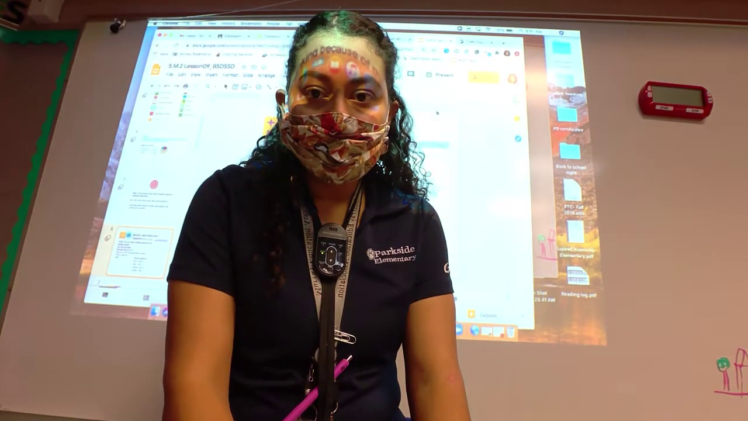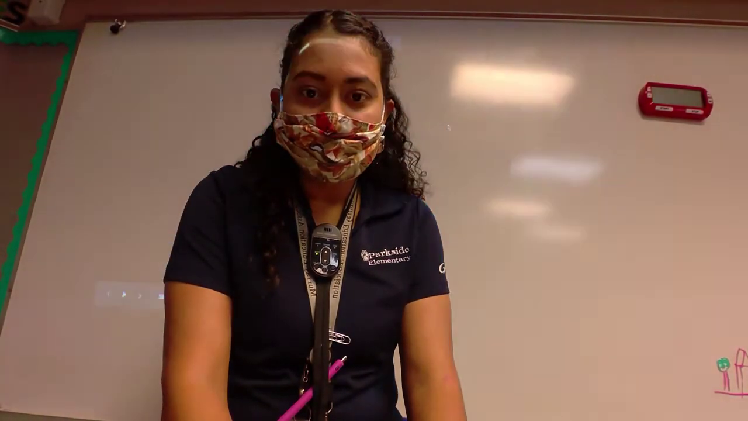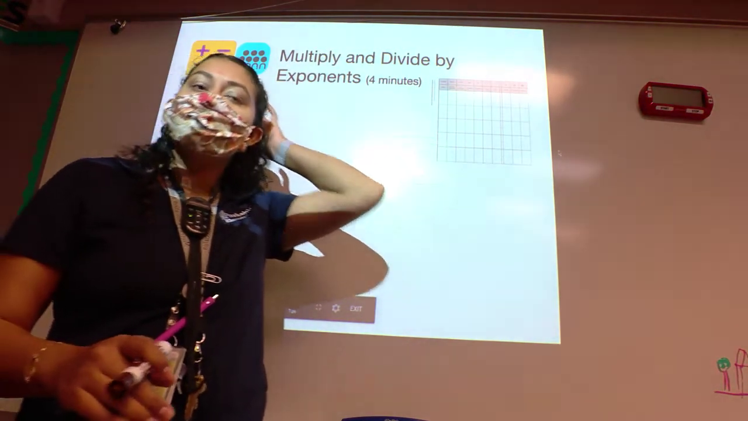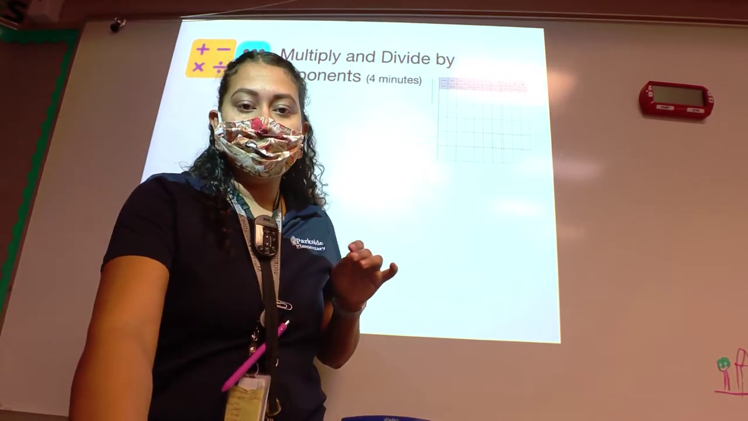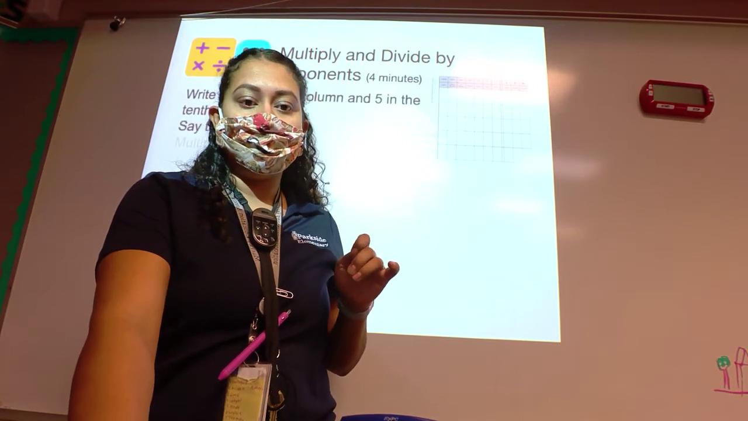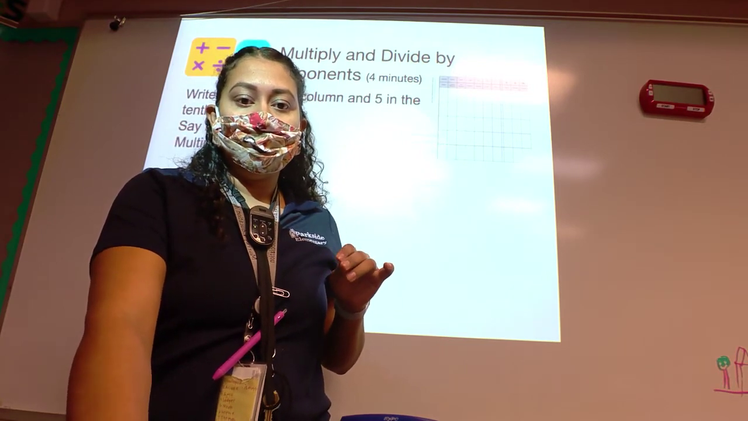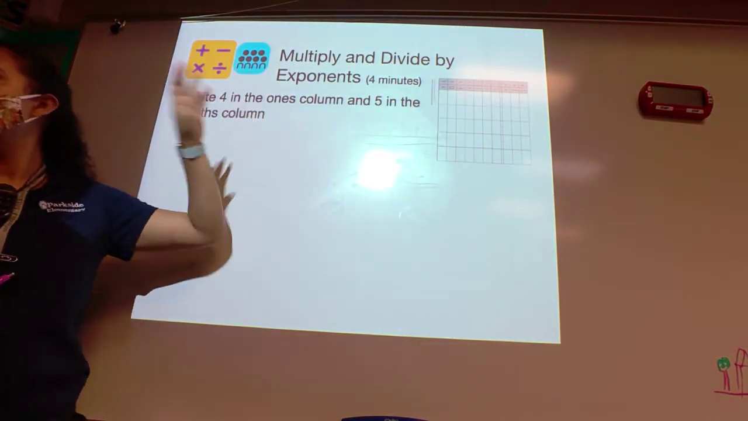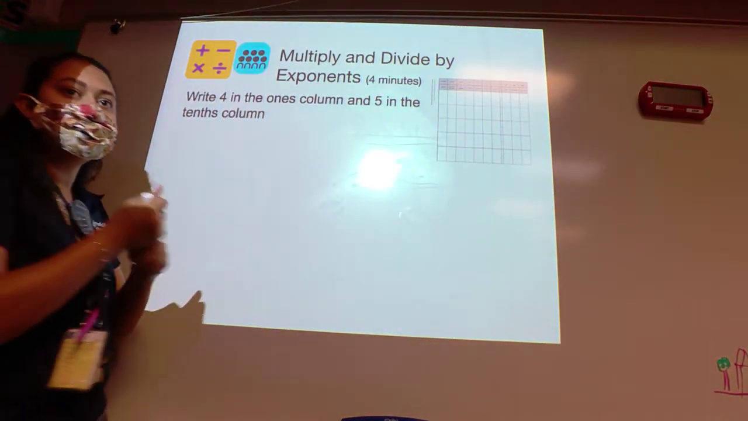Okay, so we are going to do lesson 9. So first we have multiply and divide by exponents, okay? So use your place value chart to put in the first factor, the first parts. Okay, so write 4 in the ones column. 4 in the ones column.